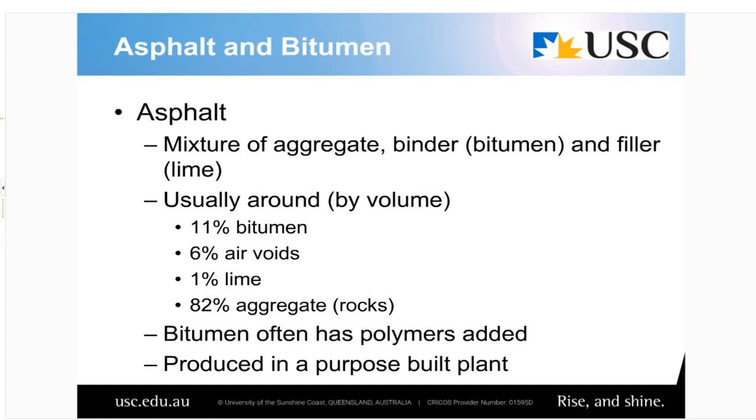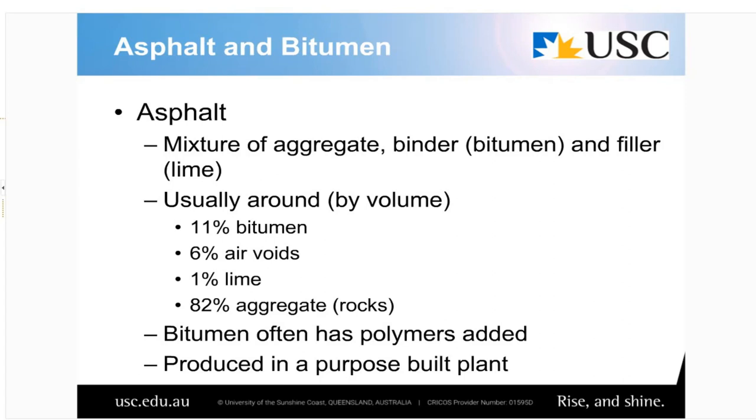In terms of how much is in these things, about 11% by volume, not by mass. By mass, it's about half of that, but by volume, about 11% of the asphalt is bitumen. There's a few air voids in there, a little bit of lime, and the vast majority, more than 80%, is actually the aggregate or the rock component. Interestingly, though, that 11% by volume, 5.5%, 6% by weight of bitumen constitutes something like 50% of the cost of the raw ingredients that go into making asphalt.